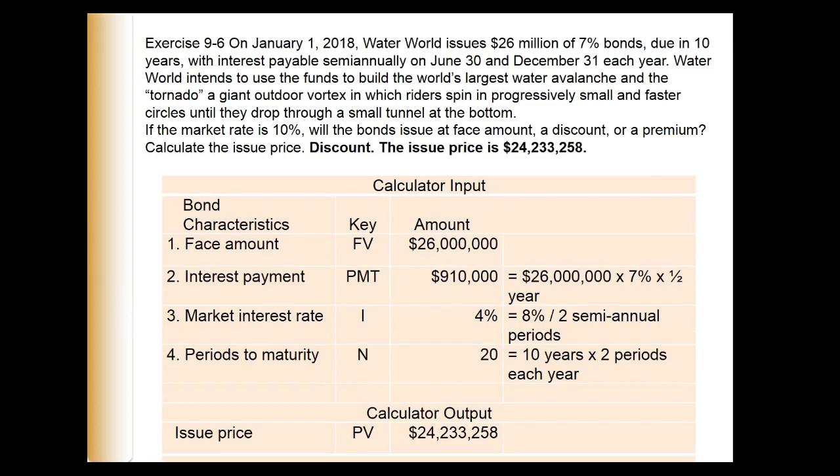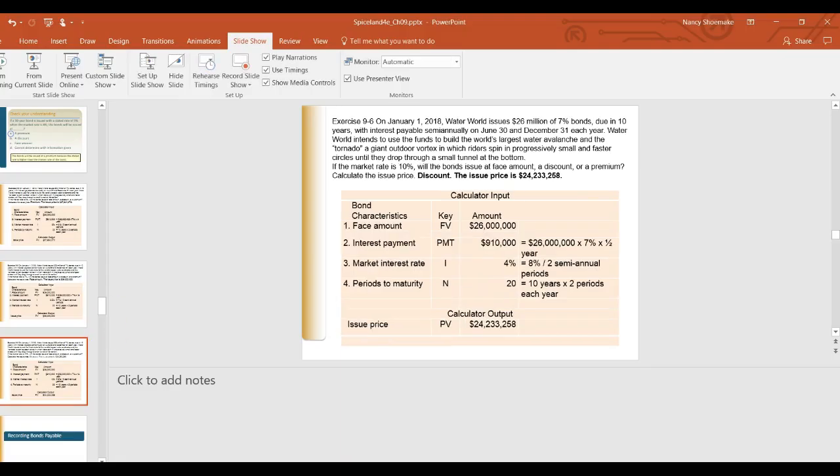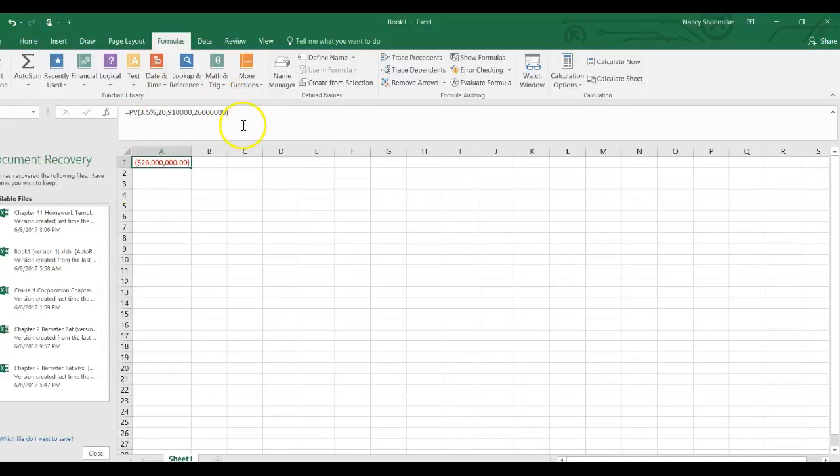Now, in this scenario, the market rate is going to be 10% and the stated rate on the bonds is 7%. We know it's going to be issued at a discount because the market rate is greater than the stated rate. Again, if you look at your information, we've got the face amount, the interest payments, the market rate, and the number of periods to maturity.